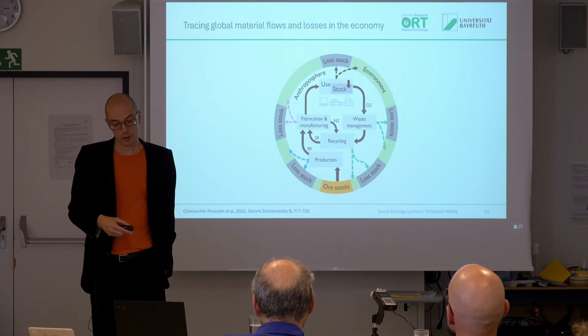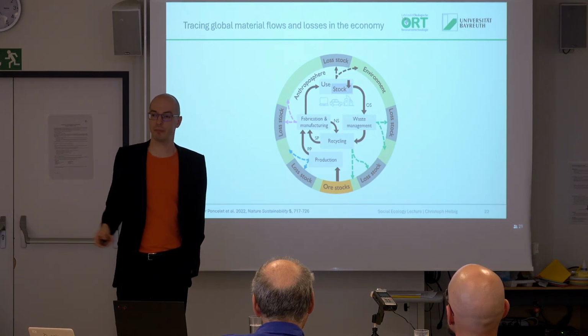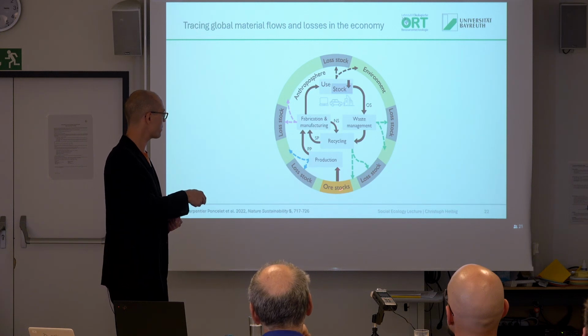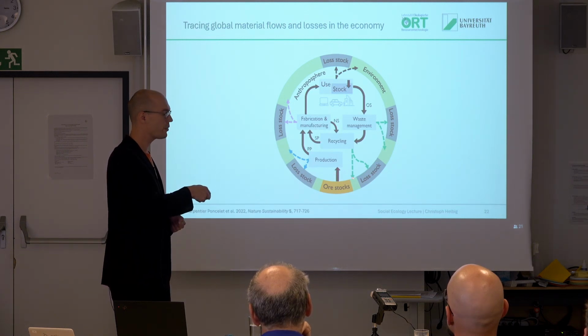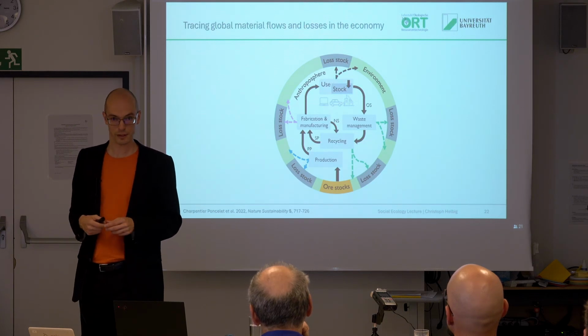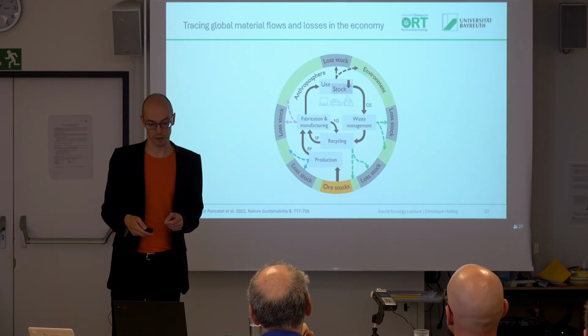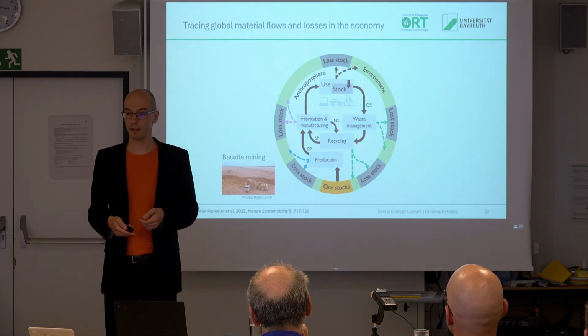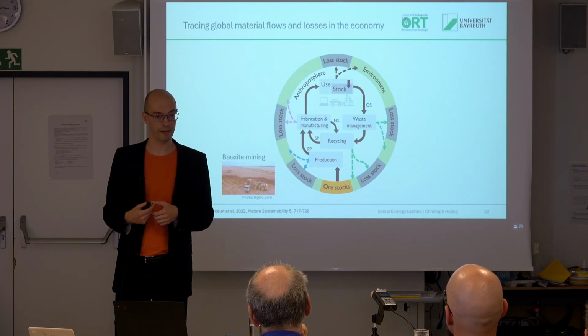And we've had a look into this for a variety of metals in the periodic table to identify from those stocks throughout the economy how they behave. And I will make this very clear from the example of aluminum. So in the beginning, there's bauxite mining. From this bauxite, you can make an aluminum rod alloy.